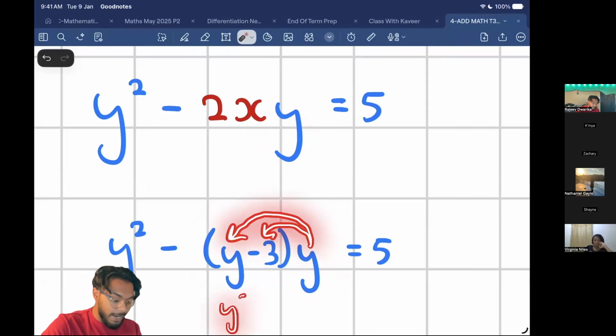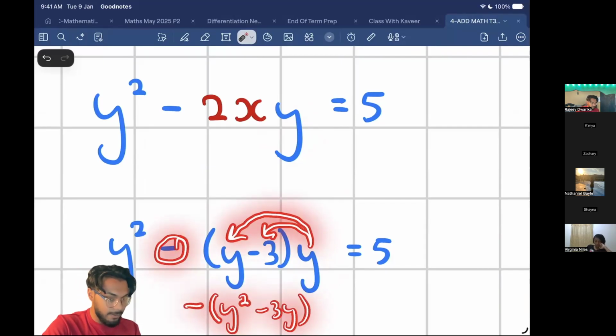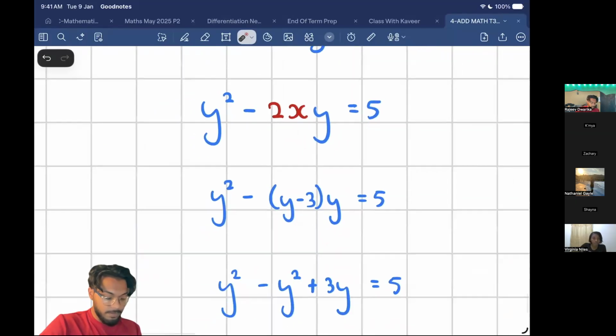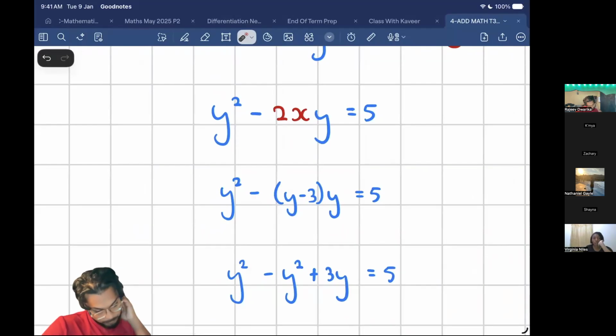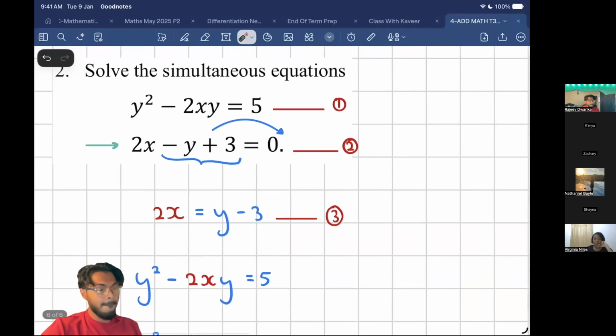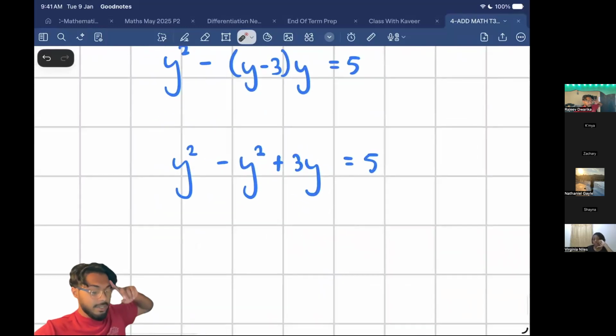And you'll get y squared minus 3y. But of course, you can't forget the negative sign on the outside. When you distribute the negative sign, you're going to get minus y squared, and then you have minus by minus 3y, which is plus 3y. Yeah. You okay? Yes, sir. Yeah, sure. Okay. What's the next step, guys?